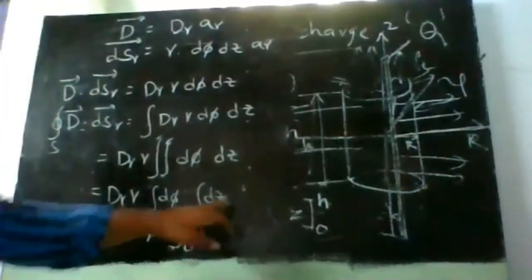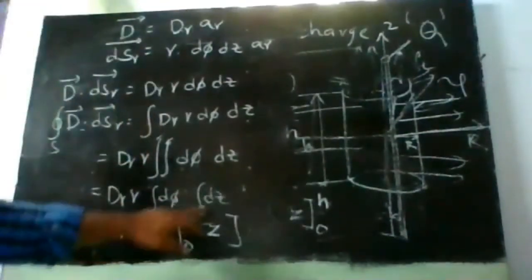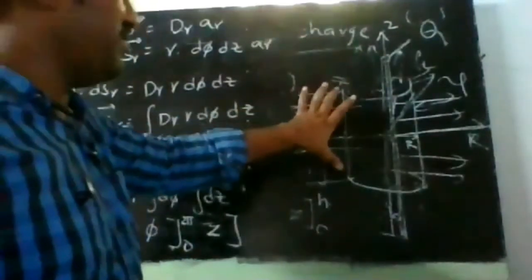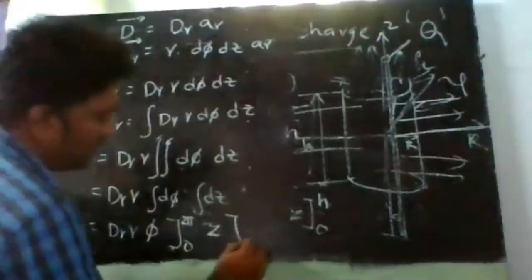Similarly, what is the integral of dz? It is z. What are the limits? z represents the height axis, so this is representing the height of the Gaussian surface. So what is the height of the Gaussian surface?